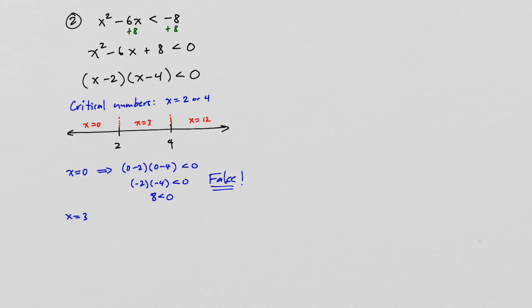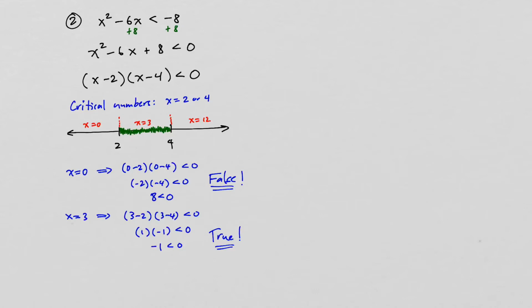Next test number, x equals 3. If we plug in 3, we get 3 minus 2 times 3 minus 4 is less than 0. This says 1 times negative 1 is less than 0. And 1 times negative 1 is negative 1. And negative 1 is less than 0. And so this is true. So since 3 gives us a true statement, we're going to shade the interval that x equals 3 represents, which would be all the numbers in between 2 and 4.